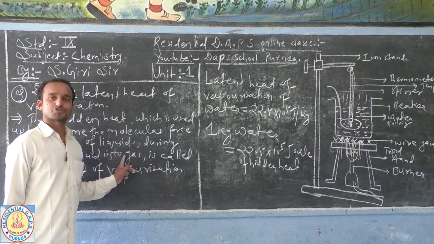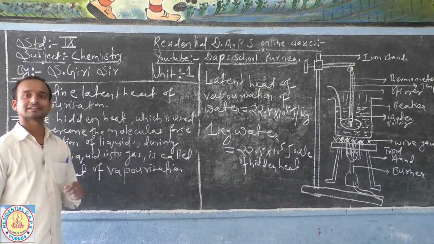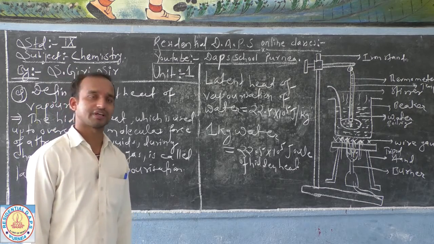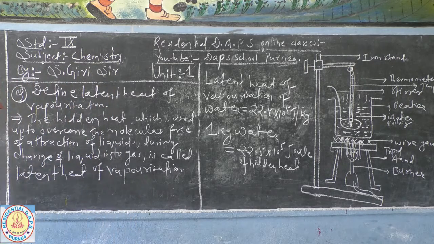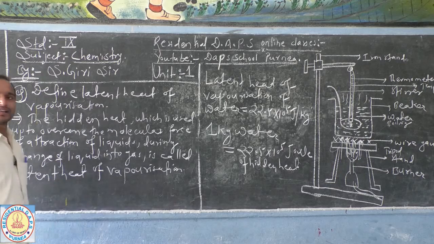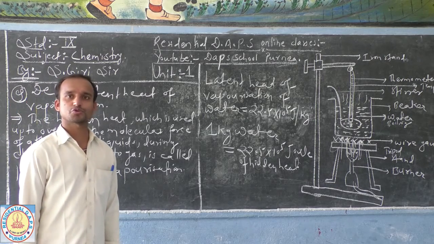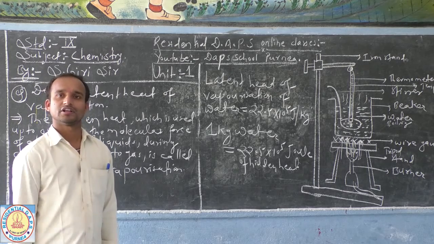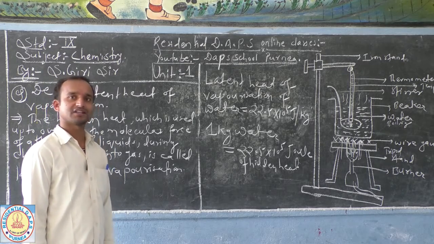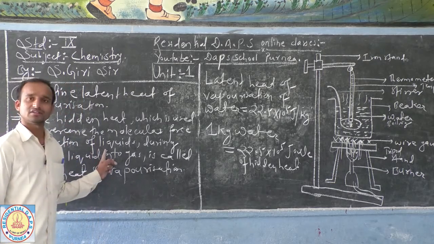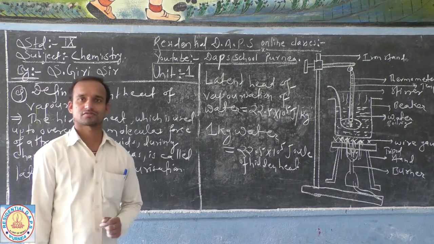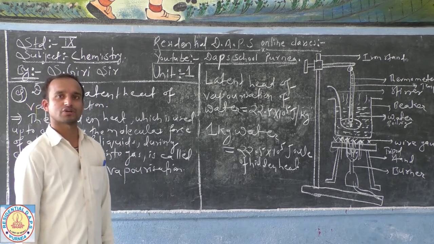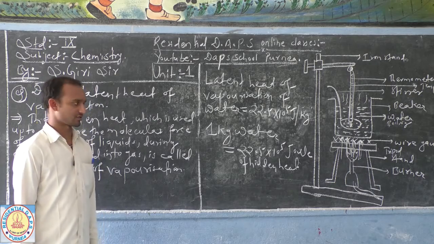So now, dear student, next topic: define latent heat of vaporization. Similarly to the latent heat of fusion, we can define the latent heat of vaporization just like here. The hidden heat which is used to overcome the molecular force of attraction between the liquid particles while changing that liquid into the gas. So that used up heat energy is known as latent heat of vaporization.